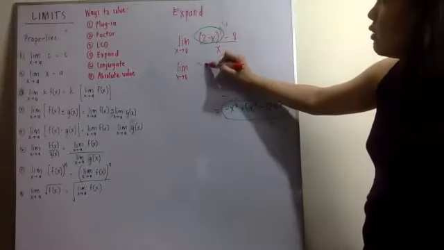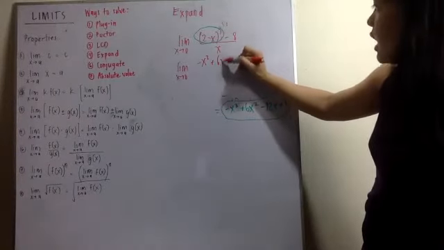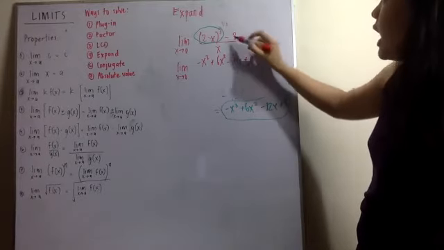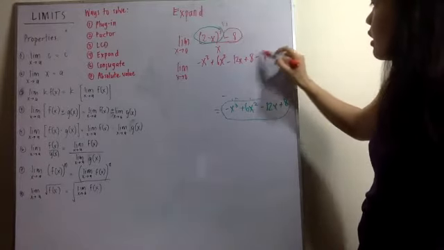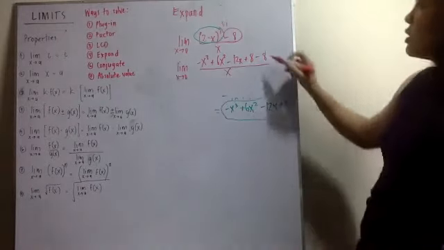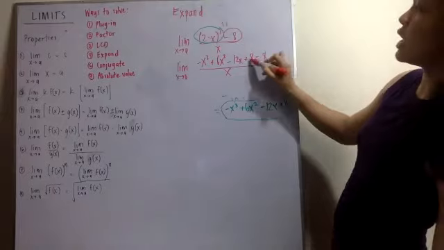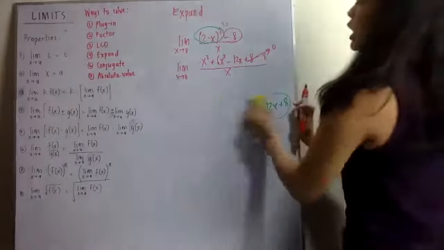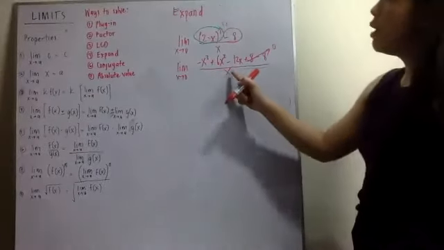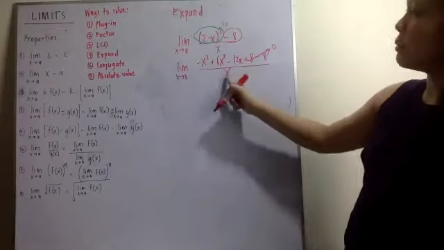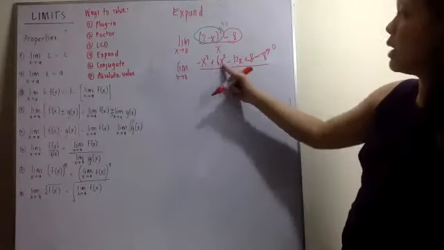We'll have negative x cubed plus 6x squared minus 12x plus 8, minus 8, all over x. So positive 8 minus 8 is equal to 0, so we're left with this. And if you notice, we can factor out the x in the numerator to cancel the x in the denominator, because all of them have an x.